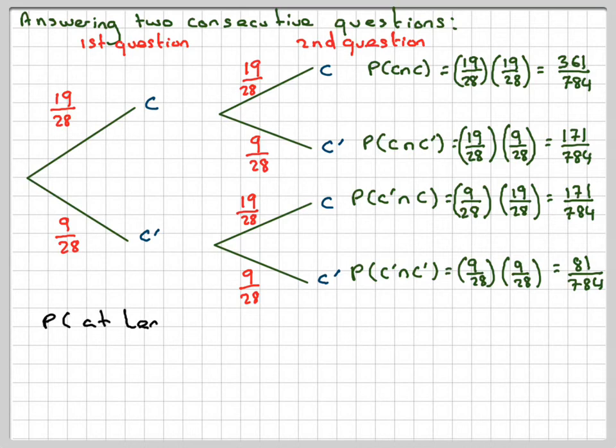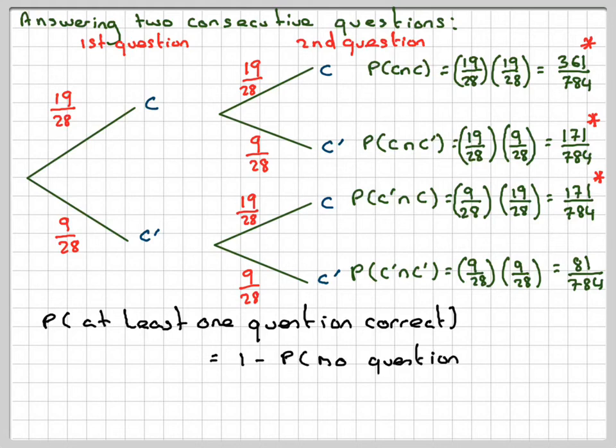Now, we want the probability of at least one question correct. Now, although it's all these 3, it's always best done by considering 1 minus the probability of no questions correct. At least 1 is always better done this way. So it's going to be 1 minus 81 over 784, which gives me 703 over 784.